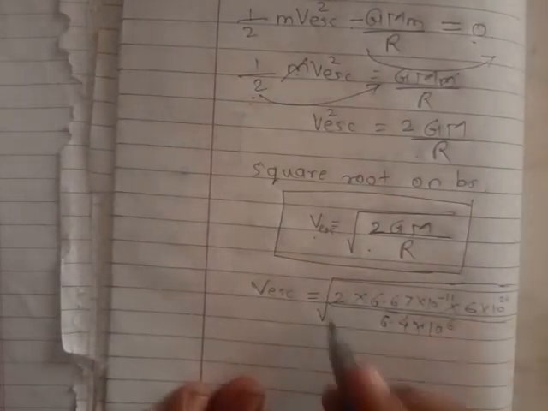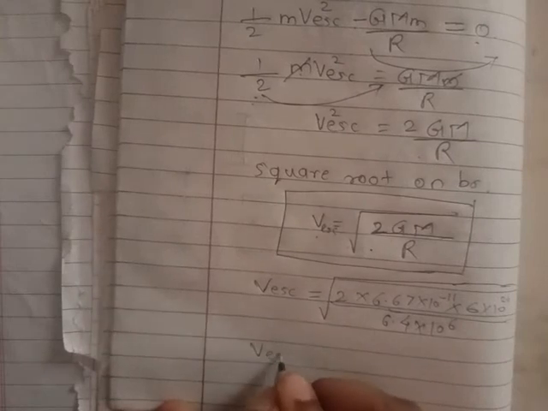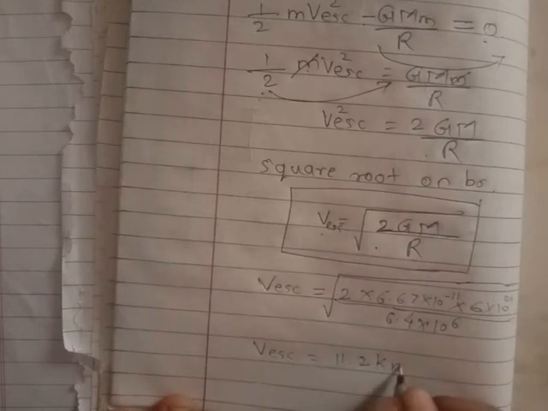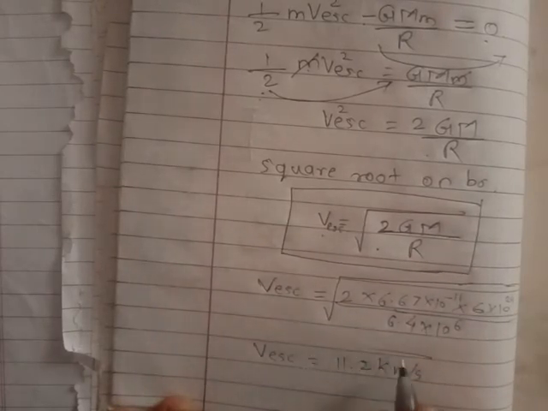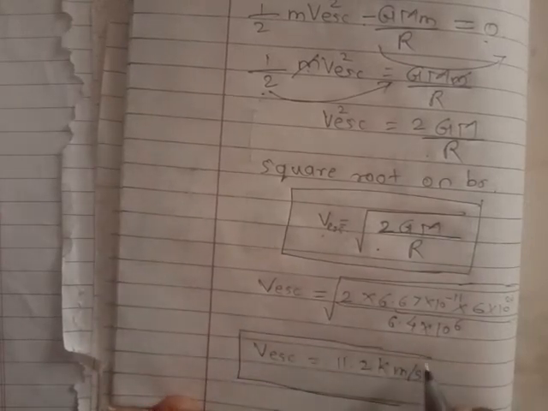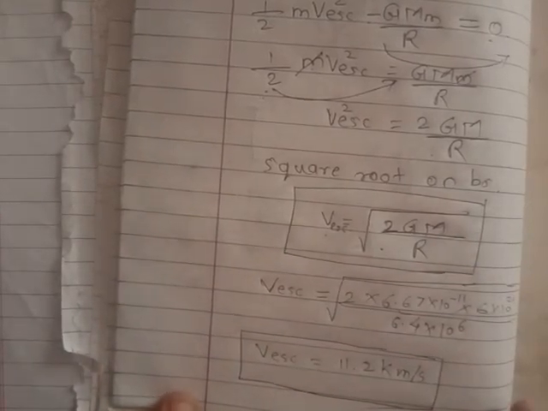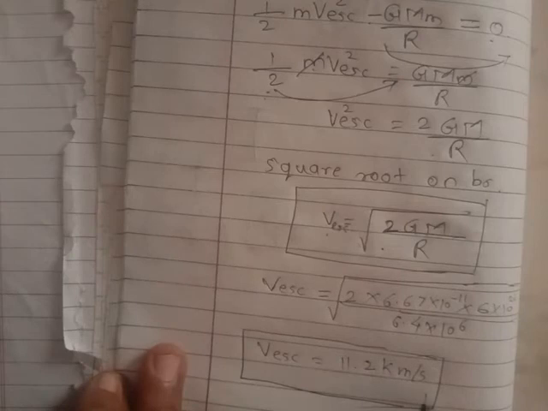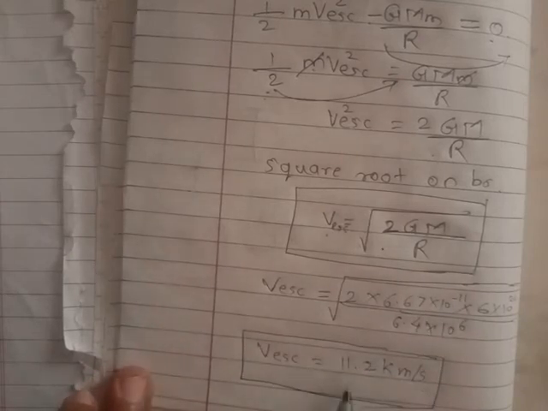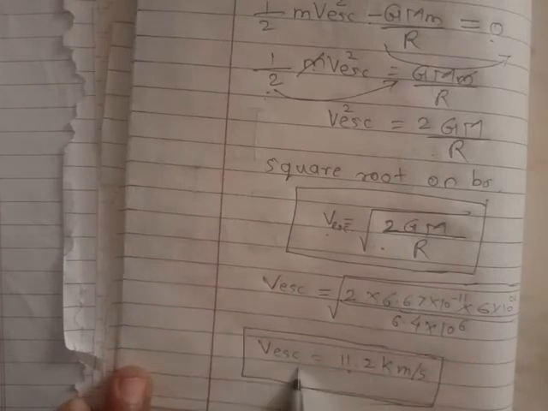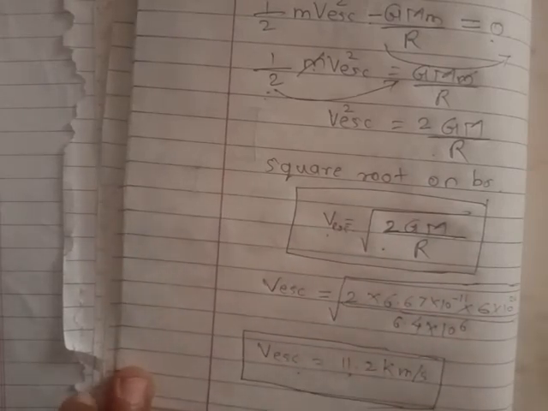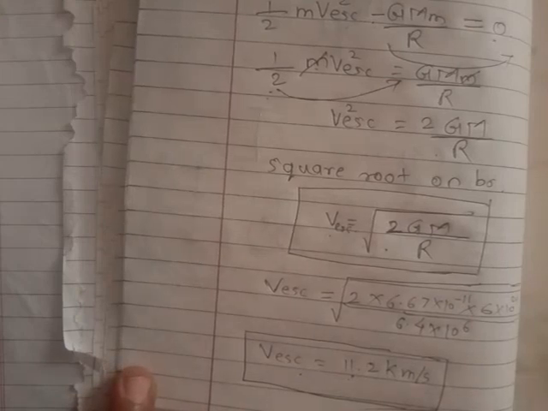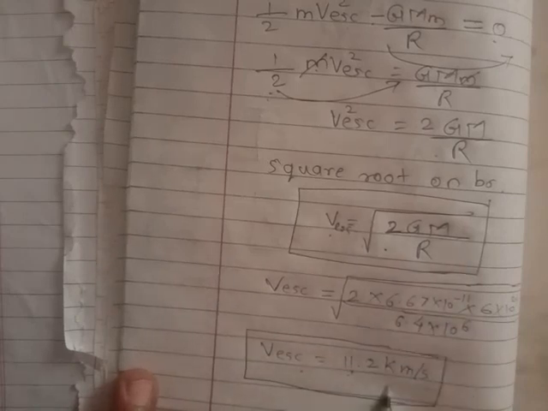By solving all this, you will get v escape equal to 11.2 kilometer per second. That means if an object wants to escape from the Earth's gravitational influence, it has to cover a distance of 11.2 kilometers in 1 second. At this speed the object can escape Earth's gravitational influence and reach infinite distance, or go into space.